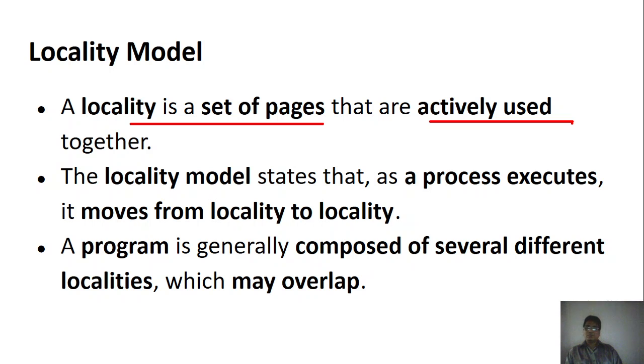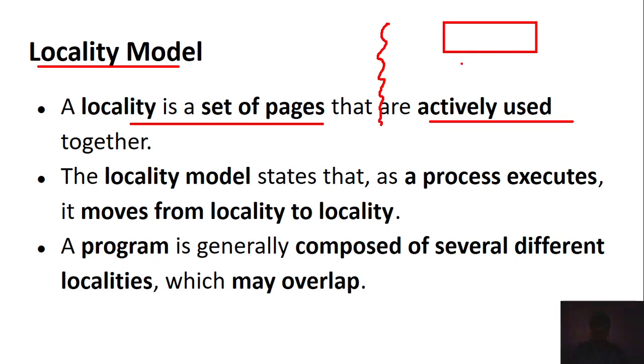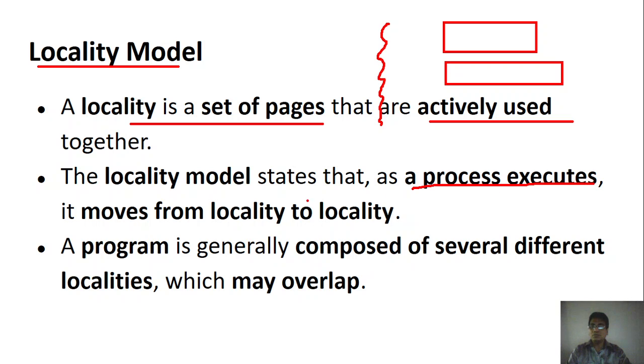So what does this locality model say? You know the meaning of locality. The locality model says that when the program executes and goes on, the locality shifts from one to the other. So the locality model says that as a process executes, it moves from one locality to another locality. Is it not true?